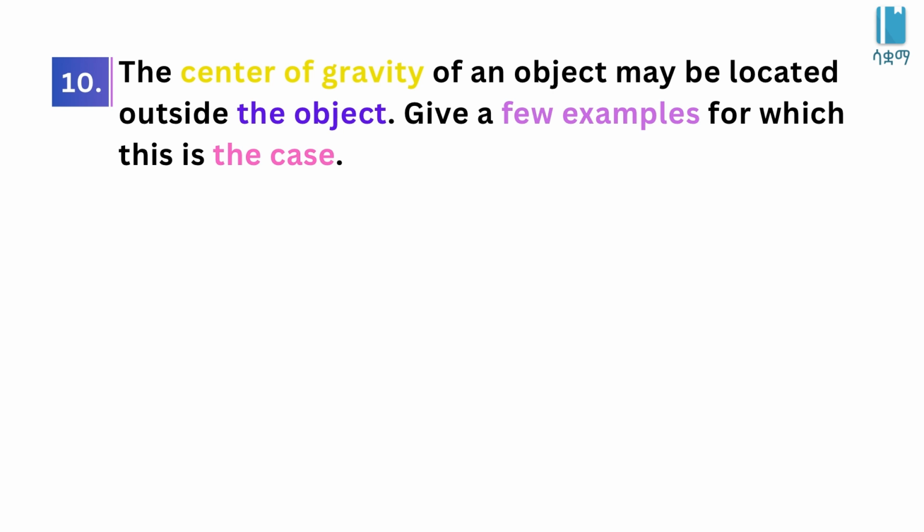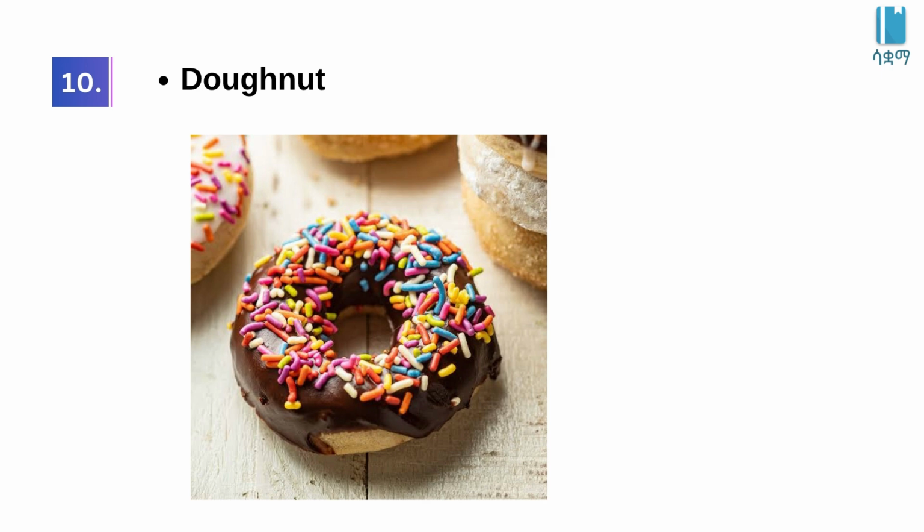Moving to question number 10: the center of gravity of an object may be located outside the object; give a few examples for which this is the case. So some objects have their center of gravity outside the object, and it asks us to mention examples. The first one we take is a donut, a simple example of center of mass, where the force of gravity is concentrated, sometimes called center of gravity.